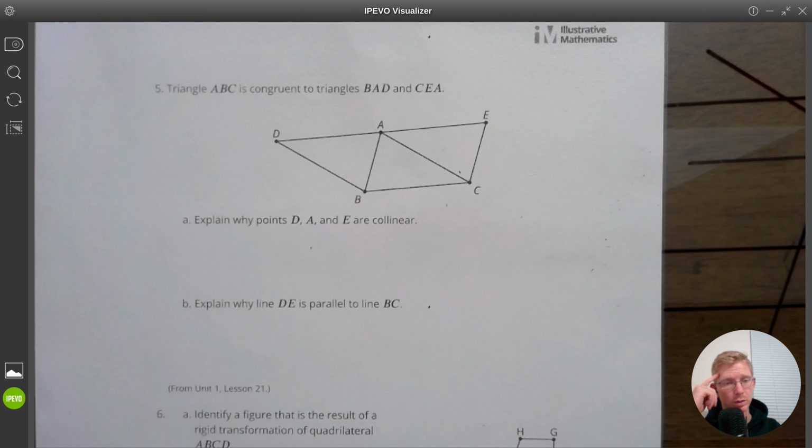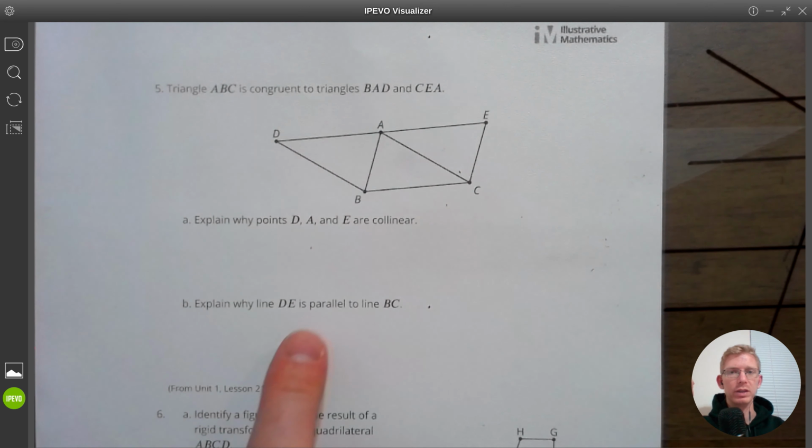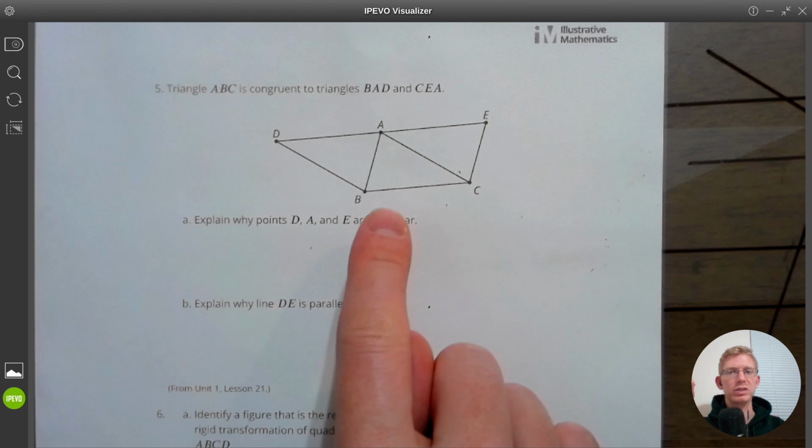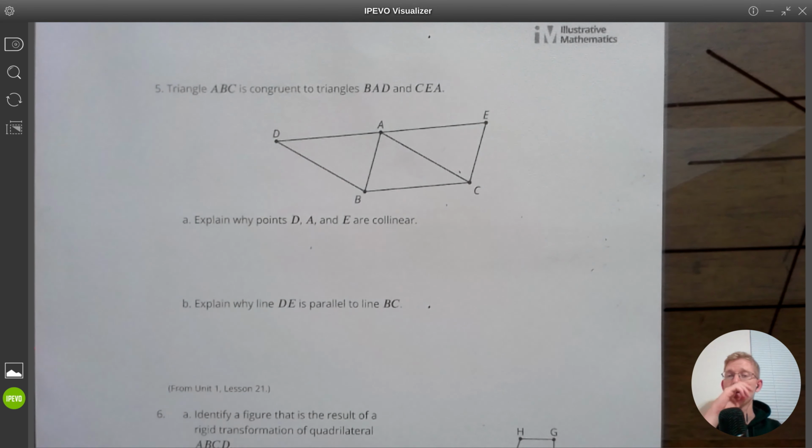So part B to this question is we have to figure out how do we know that line DE, that's this line up here, is parallel to BC, that's this line down here. In Unit 1, Lesson 20, we learned the alternate interior angles theorem.